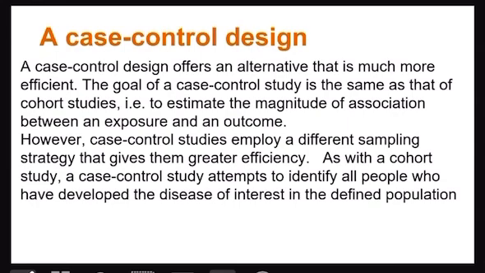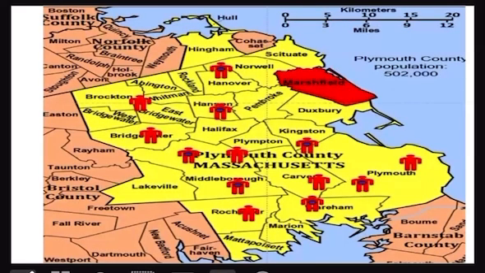Now, if you take a look at this population, Plymouth County population is 502,000. Maybe we will actually want to study the incidence of disease. This Plymouth County is in the state of Massachusetts. You can see individuals make a state, make a county. Some will have the disease, some do not have the disease.